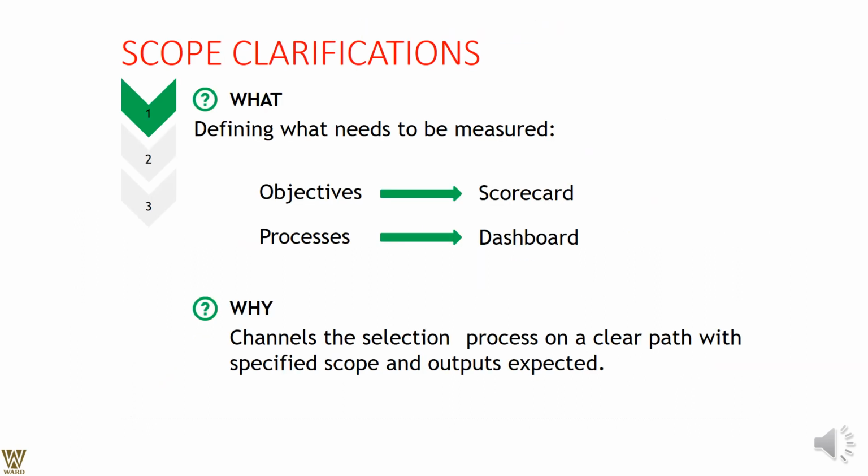Let us move to the first part, as to what the scope clarification is all about. The first point, you remember what I've said? All the three points will be delivered and discussed today in this presentation: defining what needs to be measured. Remember, anything that is measured can be improved upon. It is your objectives that we are looking into. It is the scorecard. Now, what is the scorecard? It is the percentage of objective that you have achieved. It can be 100%.